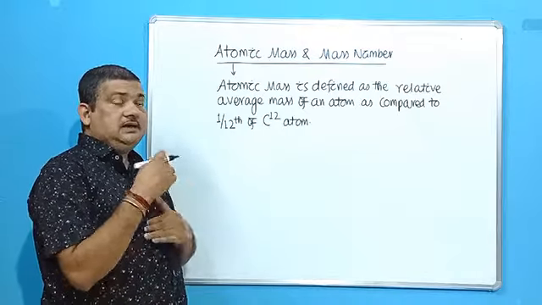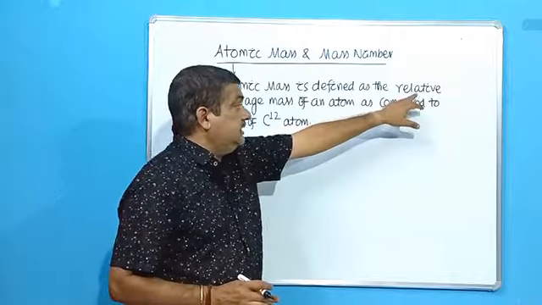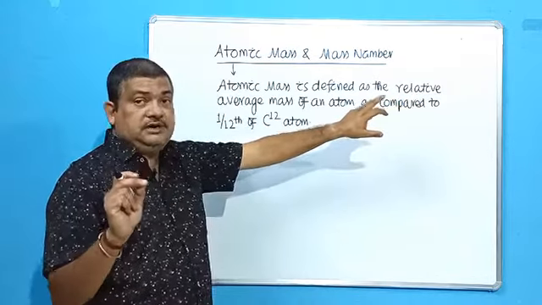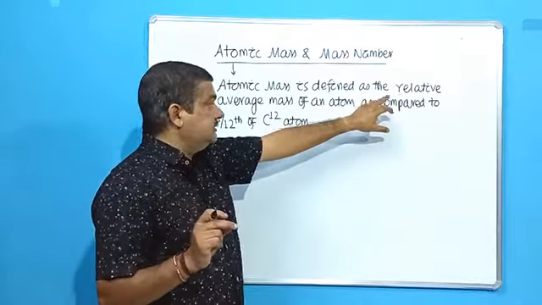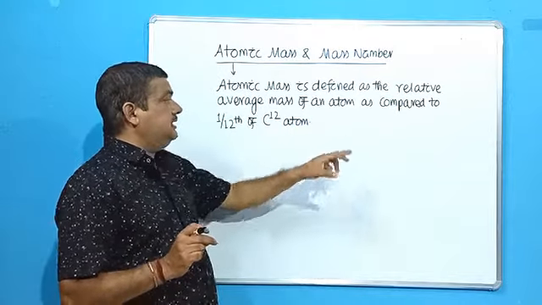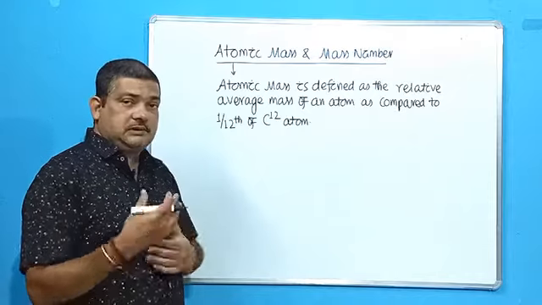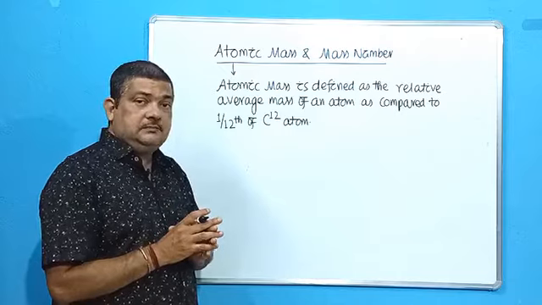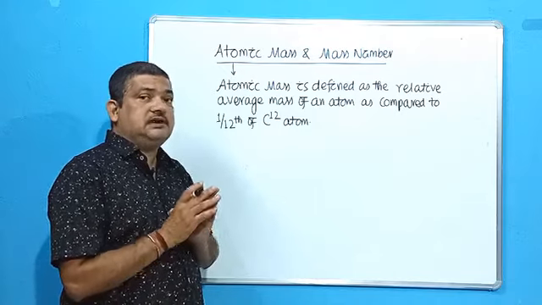It is the relative mass. That means it is expressed relative to a unit called the atomic mass unit. So we are using the term relative. It is the relative average mass of an atom as compared to 1/12 of a C12 atom. In the last class, I have already told you why we are using the C12 atom: because it is used as the reference.